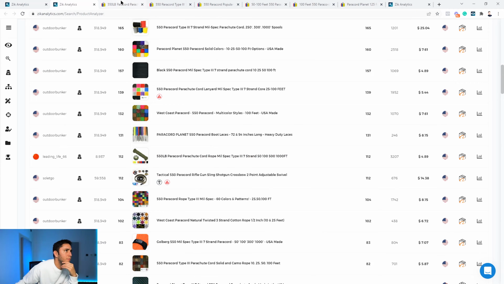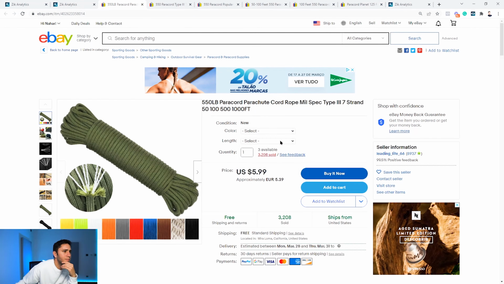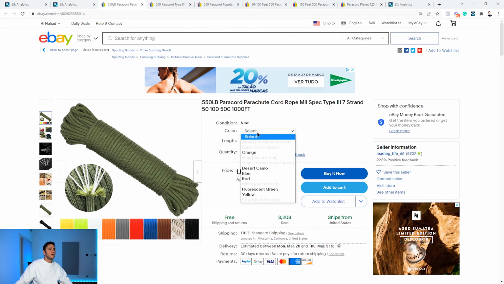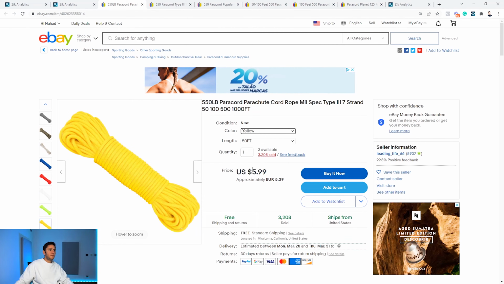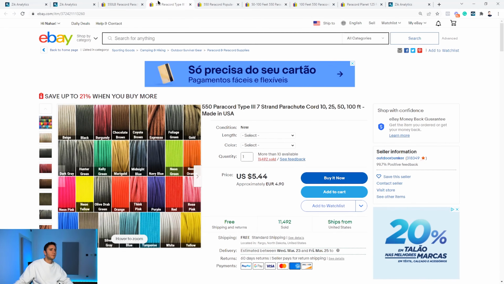Which is even longer than the others. And we can see that you have different colors here. And this guy is not even in the top. So I start to learn that multi-variation with color and length is what's working. Good. Let's take a look at this seller: 50 feet for $6, 100 feet for $8, 200 feet for $12.99, 500 feet for $22.99, 1,000 feet for $34.99. So I start to collect information and understand.